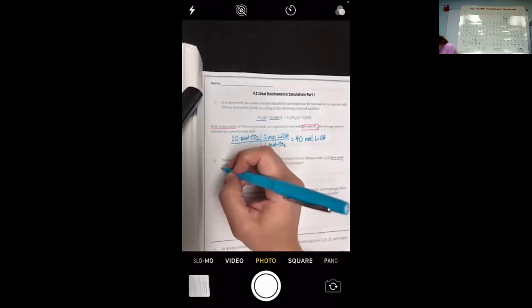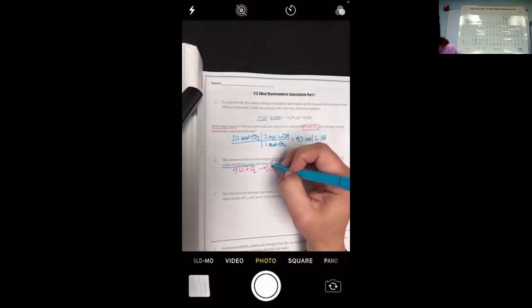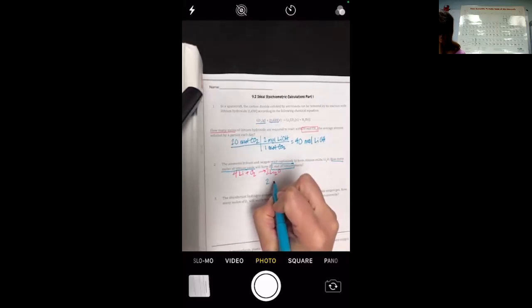Okay. So I'm trying to figure out how many moles of lithium oxide will form if I use 2 moles of lithium. So again, we always start with what we're given in the problem. So I am given 2 moles of lithium.